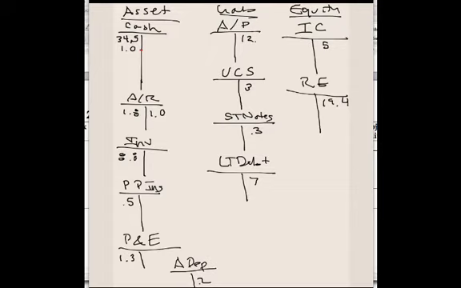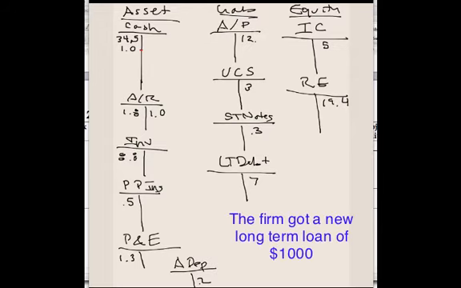Okay, so the next transaction is the firm got a new long-term loan for $1,000. So we know it's long-term debt here. So we're going to put $1,000 there. And then a loan, when we get a loan, actually the effect of a loan, it seems strange, but it's actually that we get more cash. We have more cash in our cash account.